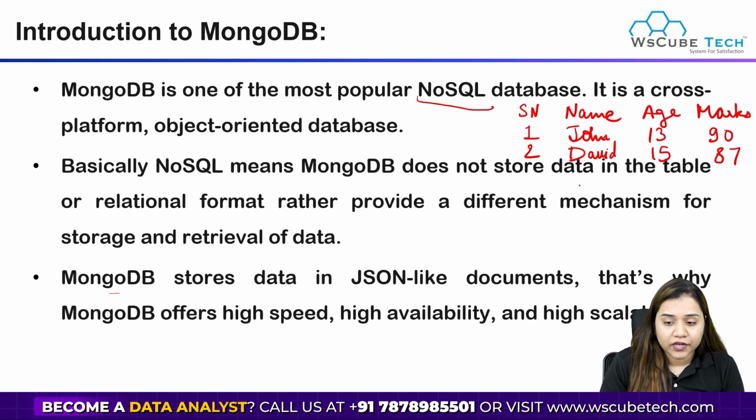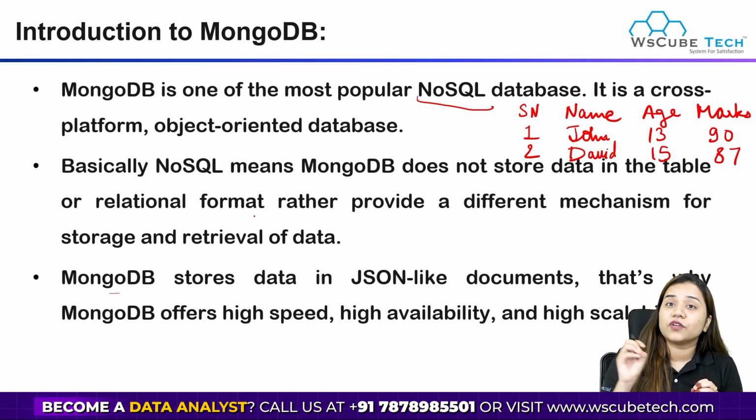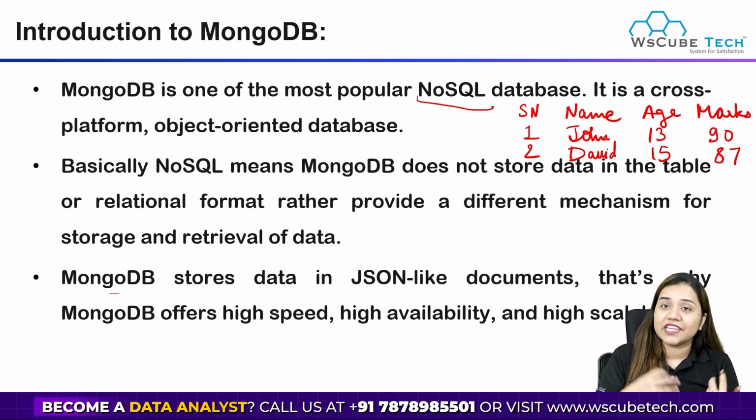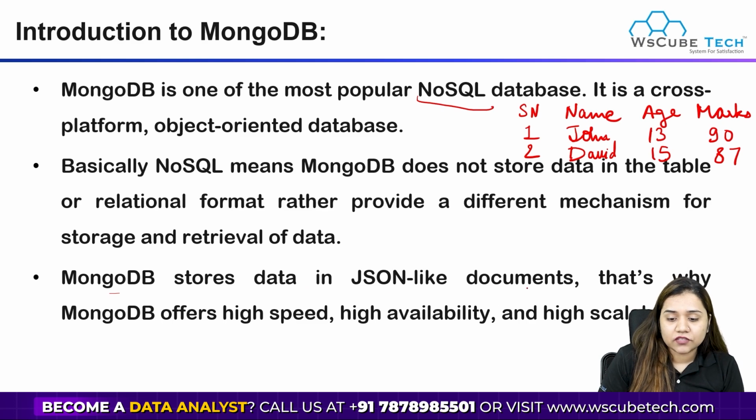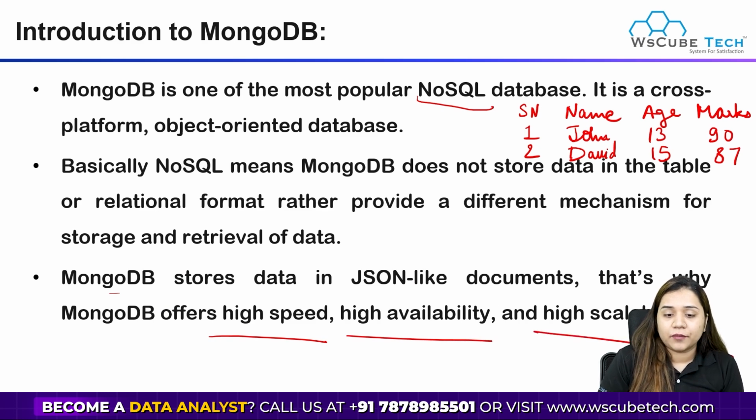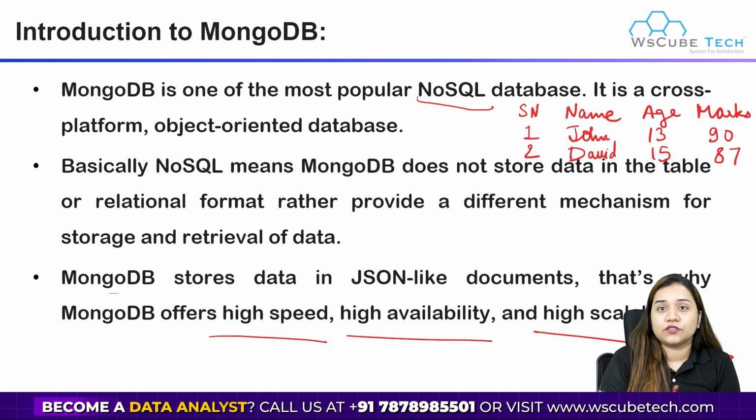MongoDB does not store data in a table or relational format, rather it provides a different mechanism for storage and retrieval of data. Not just for storing data, but even if you want to retrieve the data, for that also we have a different approach than MySQL or SQLite. So MongoDB stores data in JSON-like documents. That's why MongoDB offers high speed, high availability, and high scalability. MongoDB is used even more than MySQL at times, and a lot of people prefer it as it is open source as well.